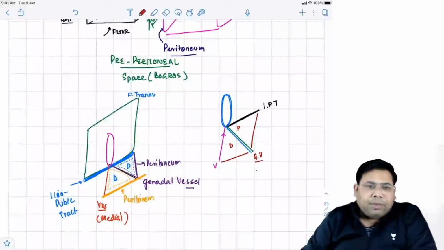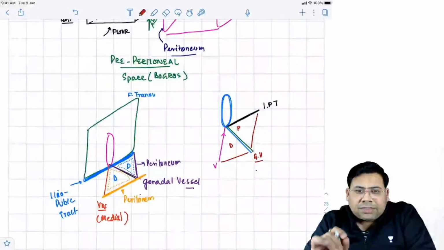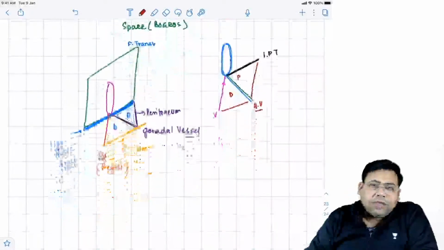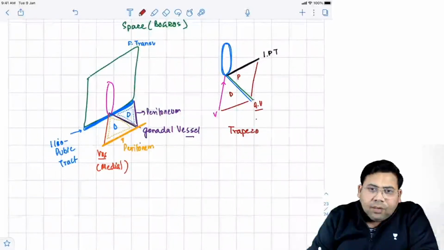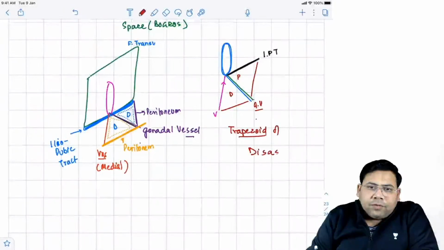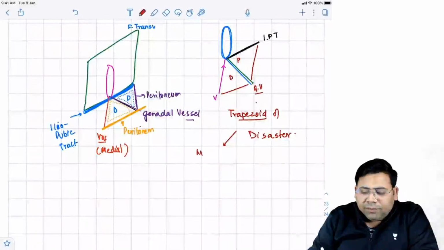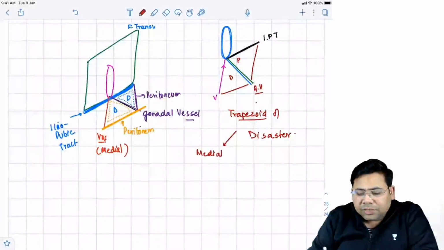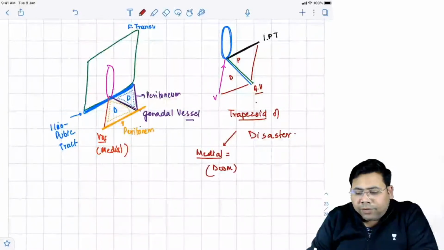So don't mug them up, but it's bread and butter for us. If you don't understand this, we will cause a catastrophic injury. Can you see together a trapezoid? A trapezoid of disaster. Who is forming the medial part of this trapezoid, students? The answer is the triangle of doom. Triangle of doom, triangle of pain.